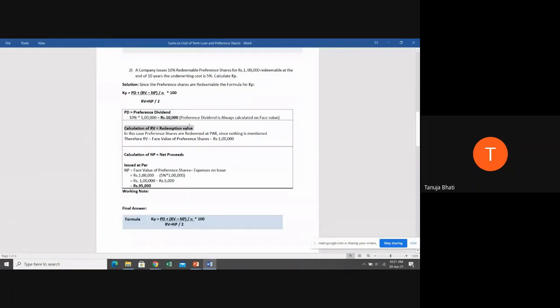Next is calculation of redemption value. Now students, in the problem, is it given that the preference share should be redeemed at par, premium or discount? Is any information given on how the redemption after 10 years is going to happen? How the repayment is going to happen, either at par, premium or discount? Is it given?